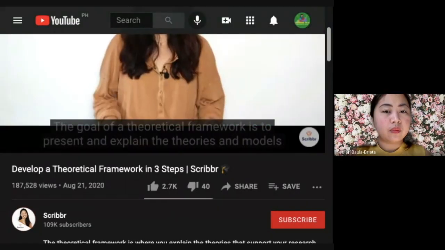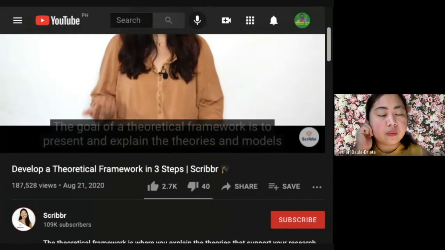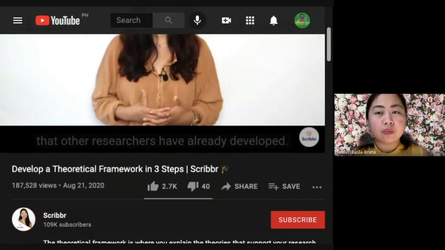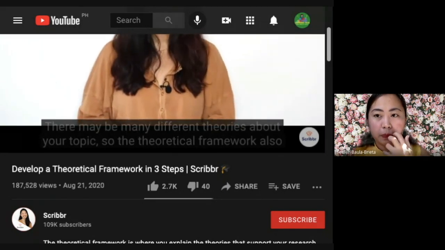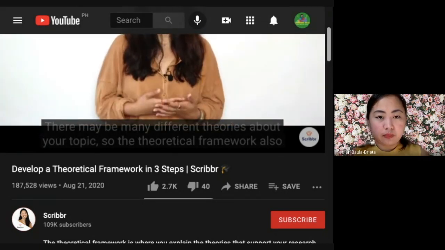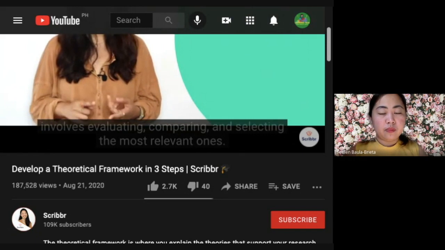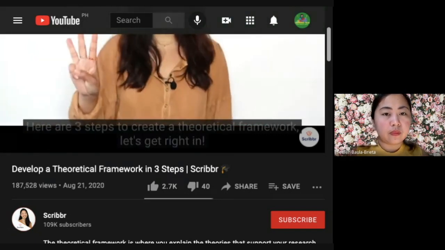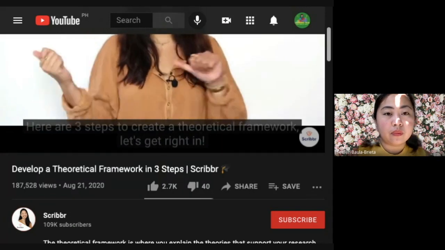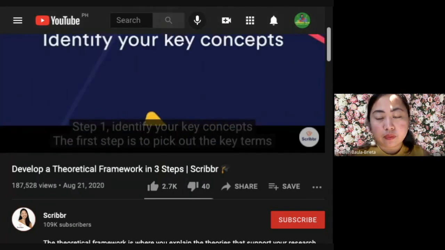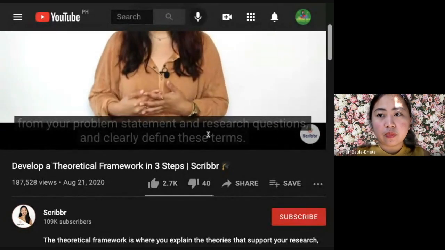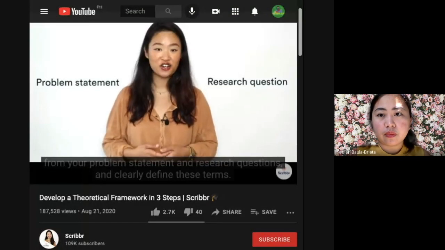The goal of a theoretical framework is to present and explain the theories and models that other researchers have already developed. There may be many different theories about your topic, so the theoretical framework also involves evaluating, selecting, and comparing the most relevant ones. Here are 3 steps to create a theoretical framework. Let's get right in. Step 1. Identify your key concepts. The first step is to pick out the key terms from your problem statement and research question, and clearly define these terms.